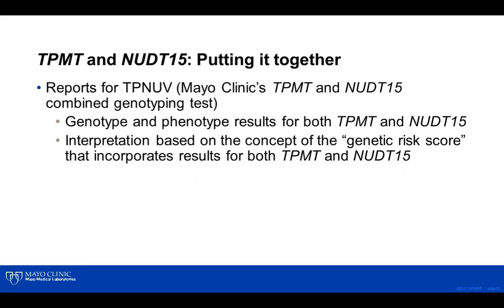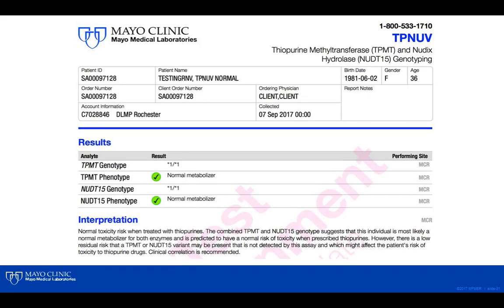So although our example was from a published research study, how does this actually work clinically? In the reports for TP-NUV, which is Mayo Clinic's combined TPMT and NUDT15 genotyping test, the genotype and phenotype results for both genes are independently reported. Then an interpretation that incorporates both NUDT15 and TPMT is provided based on the concept of the genetic risk score. So let's take a look at an example of what that might look like.